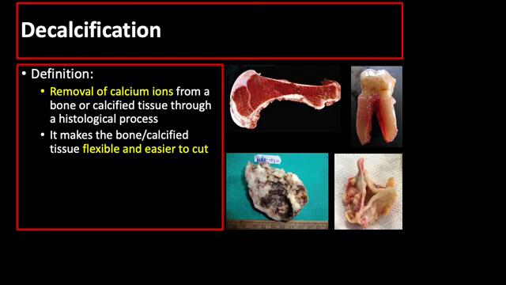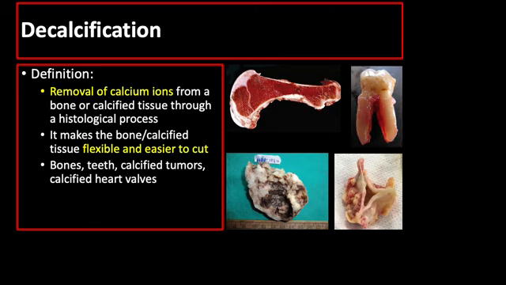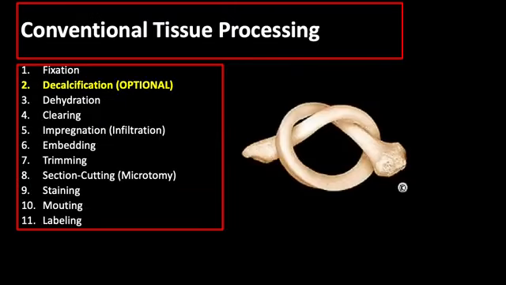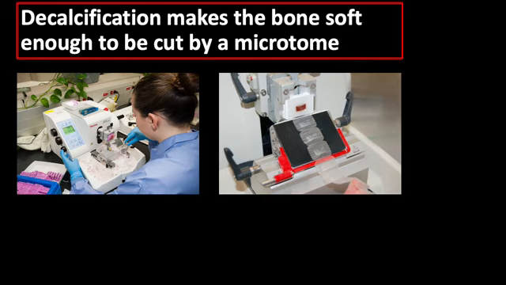Tissues that require decalcification include primarily the bone and other specimens like teeth, calcified tumors, or calcified heart valves. This is the step-by-step process of conventional tissue processing. And take note that decalcification is an optional step that follows after fixation. Decalcification enables the histotechnologists to cut soft tissues of the bone using the microtome so that they can be processed like any other soft tissue of the body.